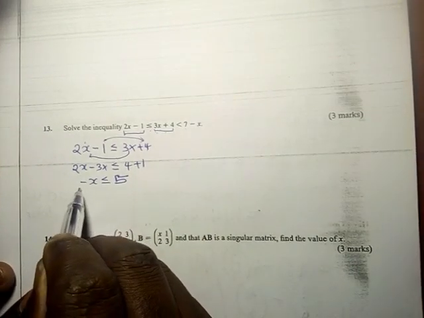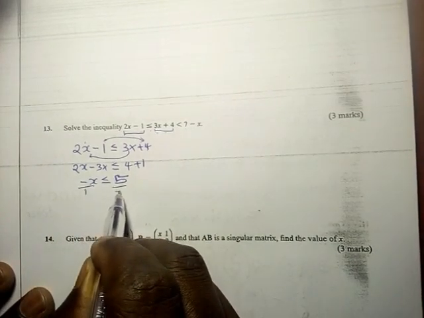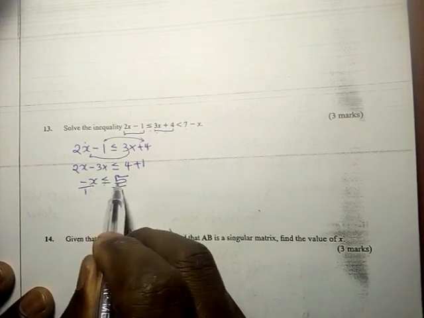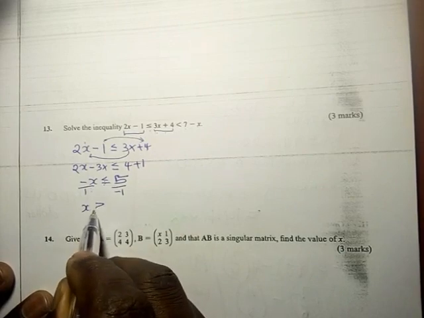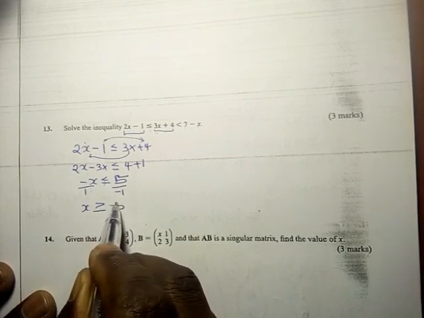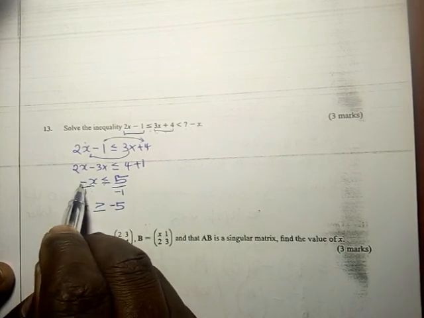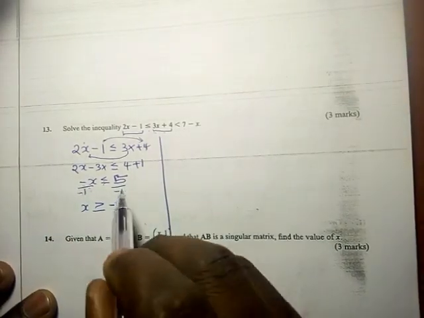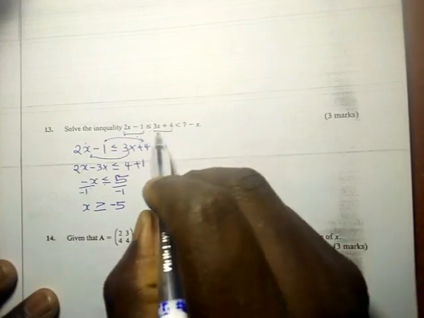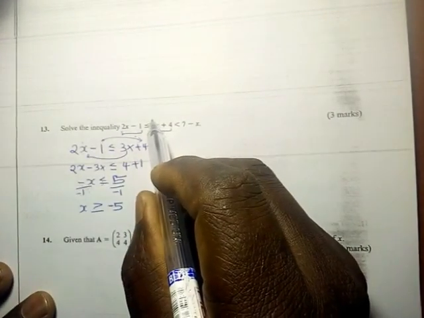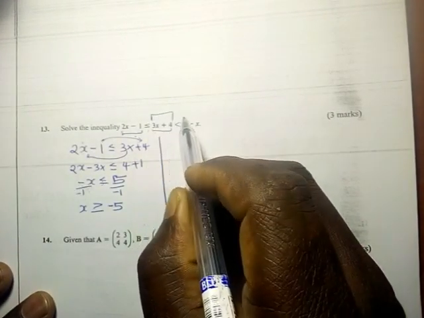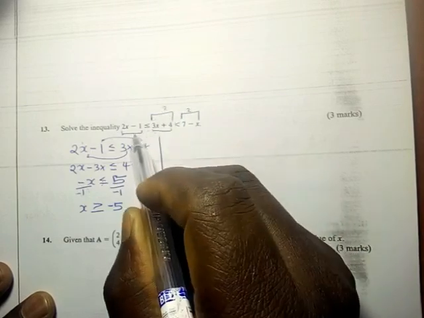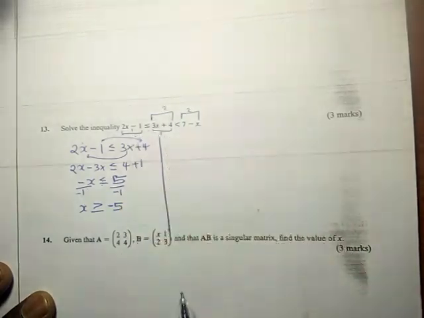So we divide by negative 1, and whenever we divide by a negative value of x, we change the sign to the other side. So x is going to be greater or equal to negative 5, because we divided by a negative on the x value. So we have finished the first one. For the second, we take the second from here up to here. So this is the second one. This one was the first.